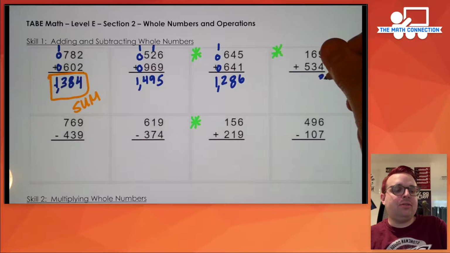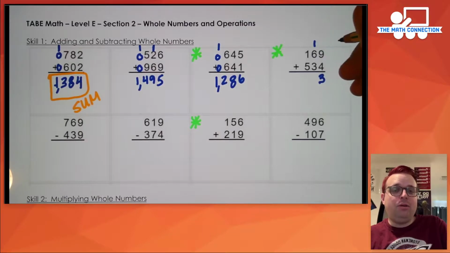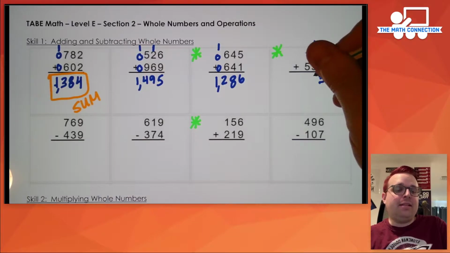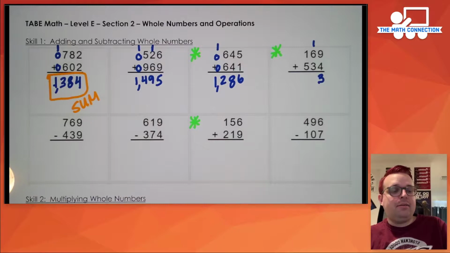9 and 3 is 13. Carry the 1 over, that's to the tens place. 6 and 3 and 1 is 10, so that's going to be... Now that might be a new one actually, because we haven't seen that yet.